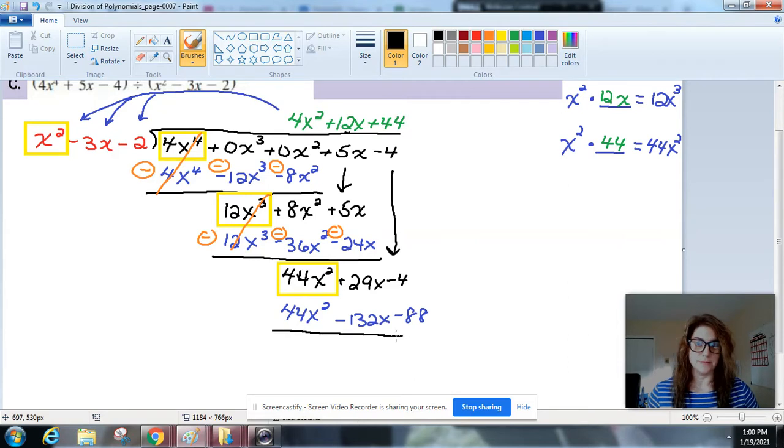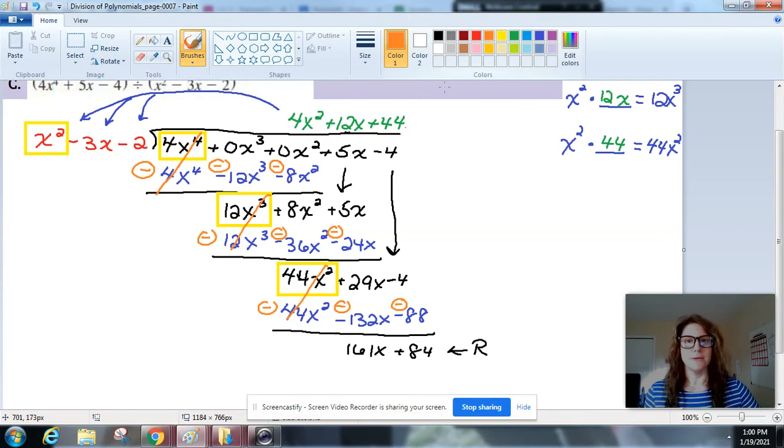And again, repeat the process, subtract everything down. So then first terms cancel, just as always. 29 minus a negative 132, that's 161x. Don't be afraid by the big numbers, okay? They're not going to do anything to you. It's allowed. Plus 84. That is now my remainder. I have nothing left to drop. There's nothing else I can do except now put everything together.